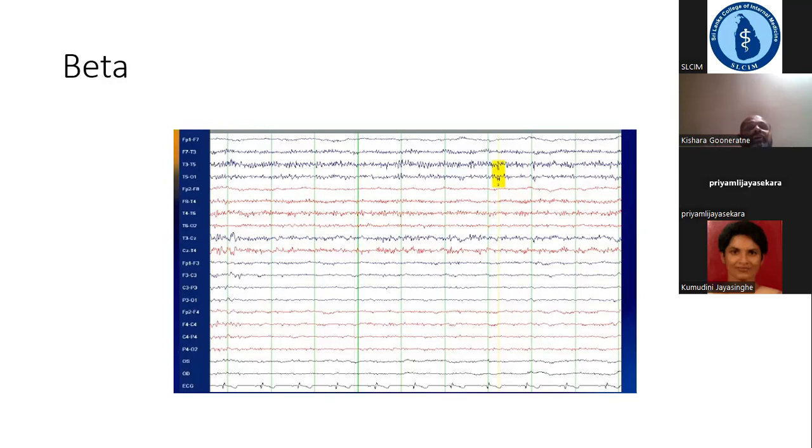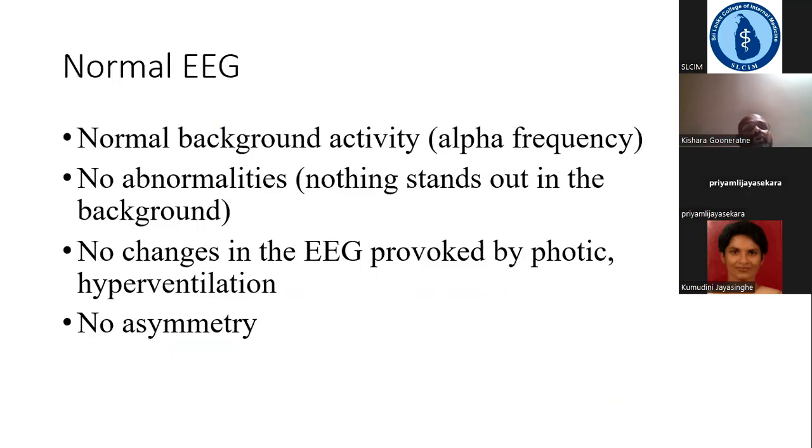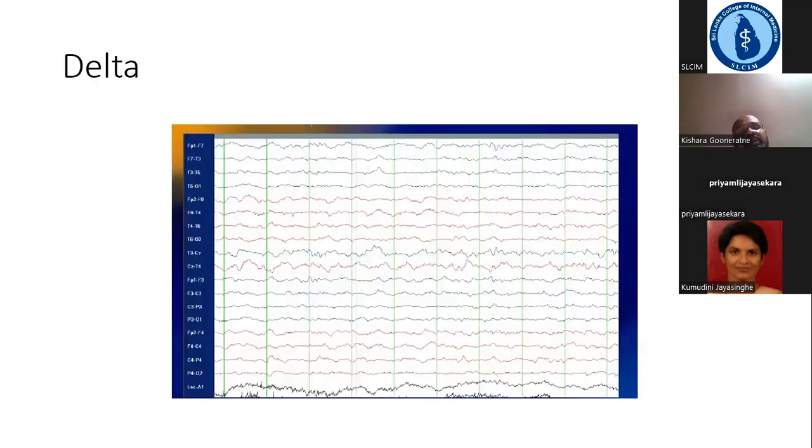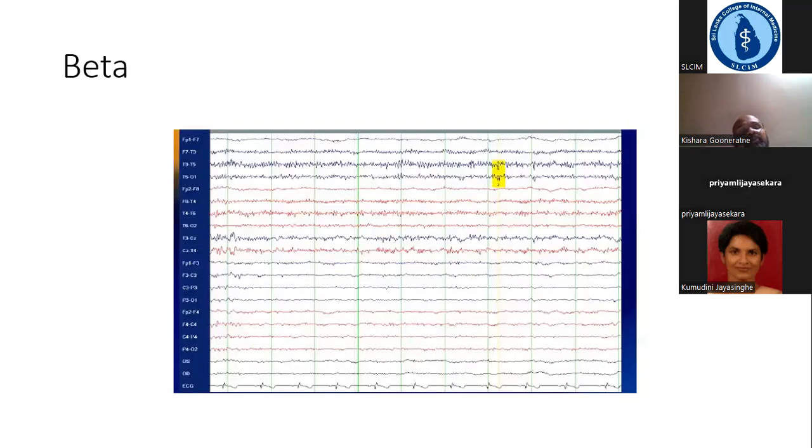Right. So you need to look at the background. So what is normal? You need to know what is normal. So these are just examples of delta activity, theta activity, and beta activity, which you can see throughout the page, that this activity is sustained. So therefore, their background activity is of either delta, theta, or beta. Right. So these are just examples.